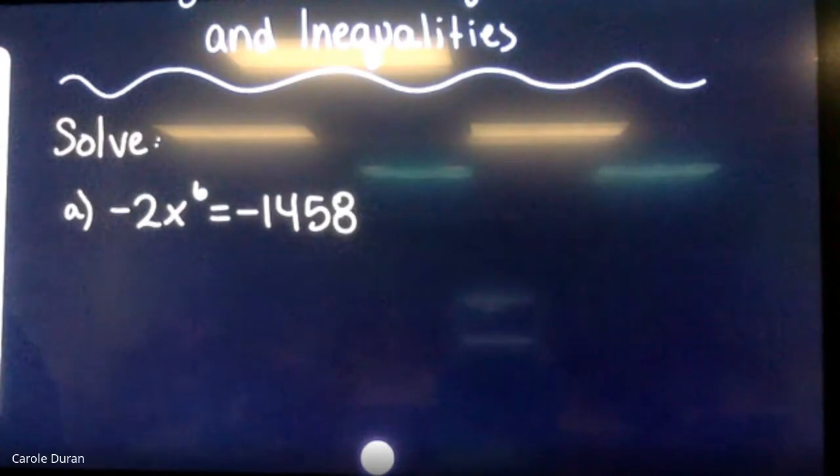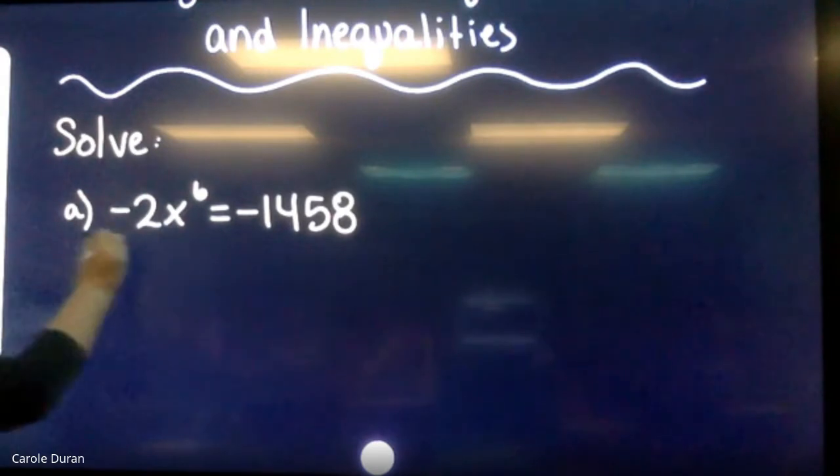Okay, so I have given you the equation, negative 2x to the 6th power equals negative 1,458. Somebody tell me how you would solve this problem. Divide by. Okay, just raise your hand. What do I do? Divide the negative 2 first. Why wouldn't I take the 6th root first? Because there's a negative 2 in front of it, and that would just be horrendous. Let's not do that. So divide that out first.